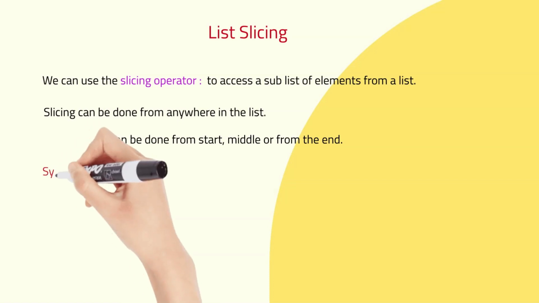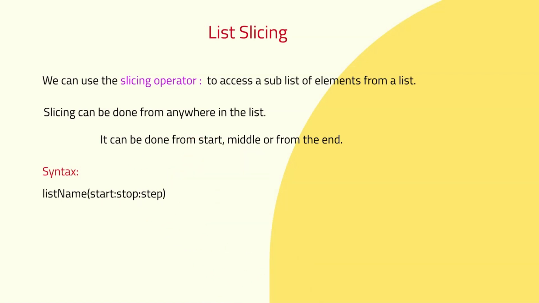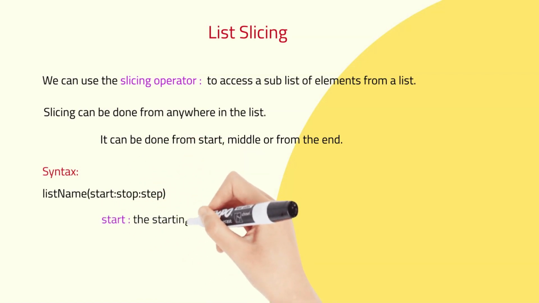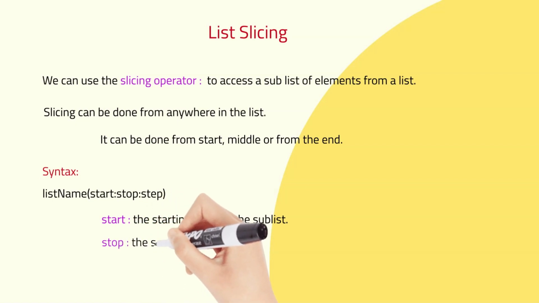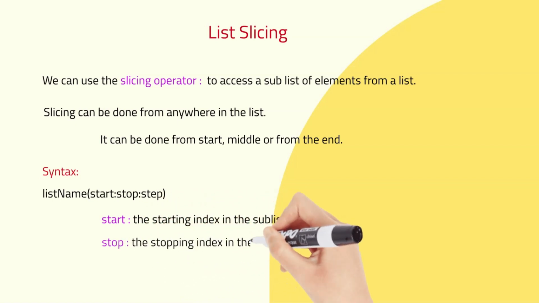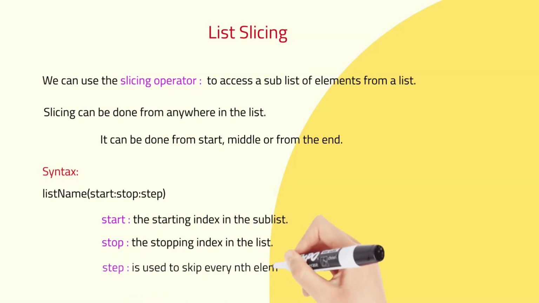The syntax for slicing the list is list name with start, stop and step inside braces. Where start represents the starting index in the list. Stop represents the stopping index in the list. And step is used to skip every nth element in the list.